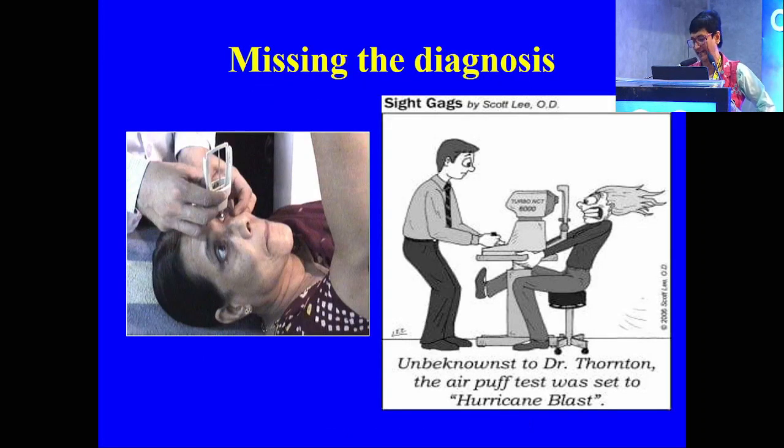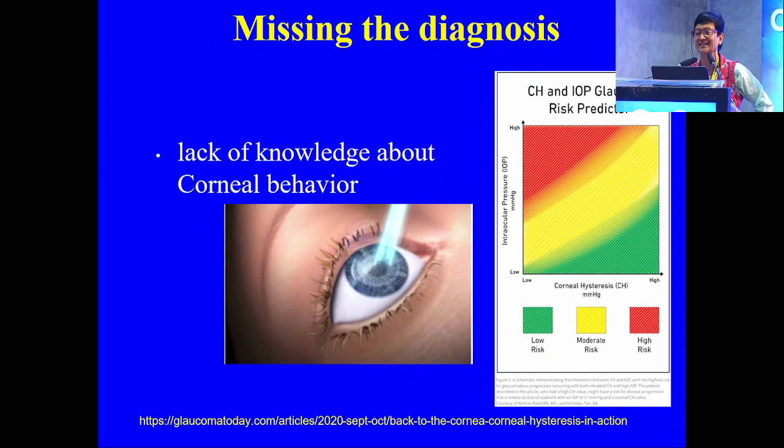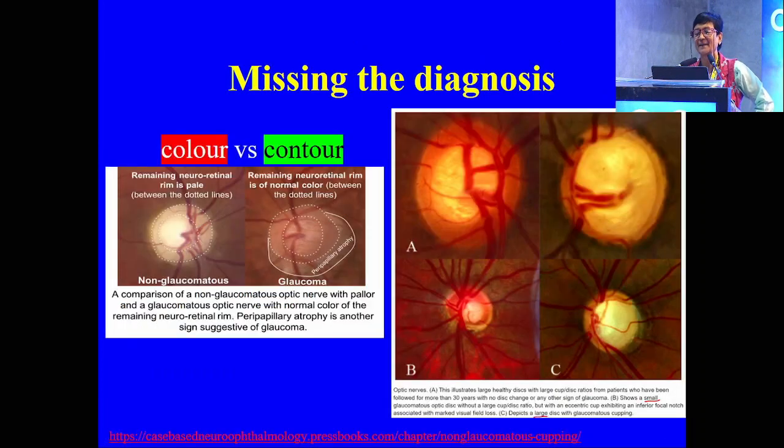And we miss the diagnosis by not using a correct tonometer for that particular condition. And we start saying that anyhow, angles are very open, anyhow we have to do cataract surgery, we need not bother, we can bother about glaucoma later. And we make some mistakes because of the lack of knowledge about the corneal behavior. Sometimes we are scared of dilating also in angle closure suspects, and miss the diagnosis like diabetic retinopathy and some other important retinal conditions.